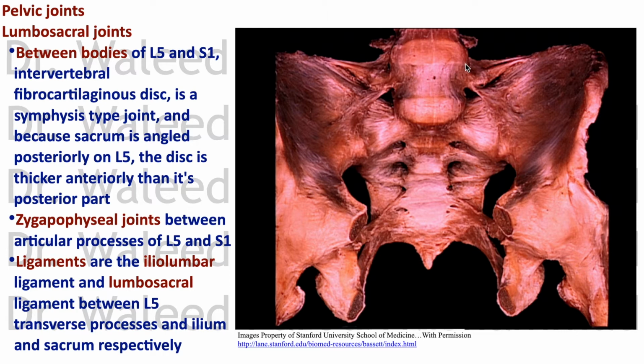synovial type. And the ligaments that fix these joints, the lumbosacral joints, are the iliolumbar ligament. As you can see here, it comes out of the transverse process of L5 going to the iliac crest. See the iliolumbar ligament, and the lumbosacral ligament, also from the transverse process of L5 to the sacrum. You can see that. So the lumbosacral ligament and the iliolumbar ligaments are the ligaments for the lumbosacral joints.